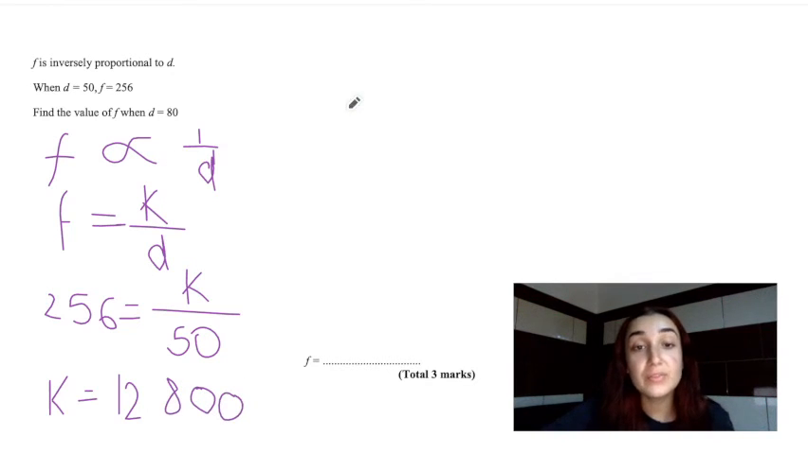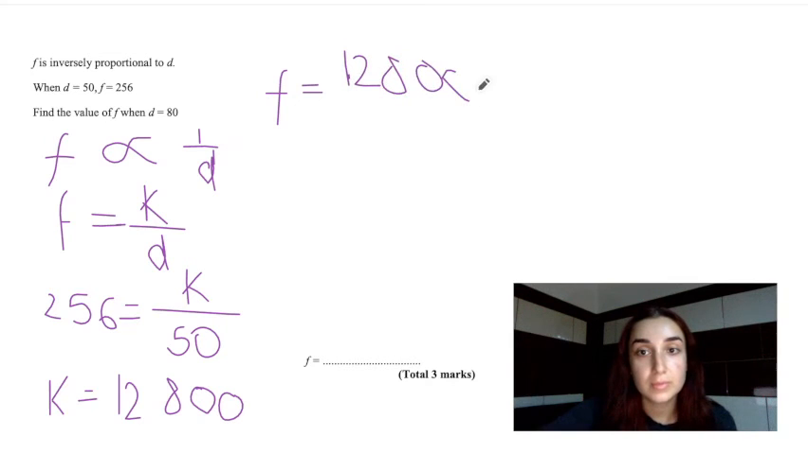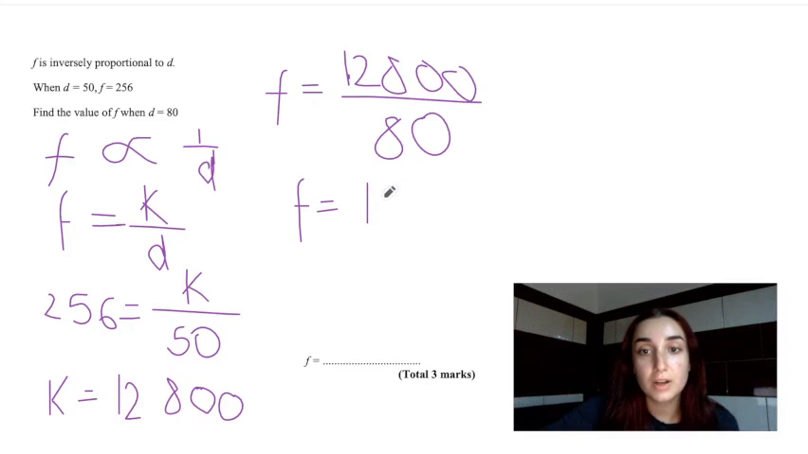Let's find the value of F when D is 80. So we can write F is equal to 12,800 divided by 80. Therefore, F will be equal to 160.